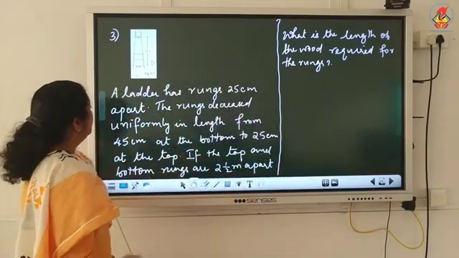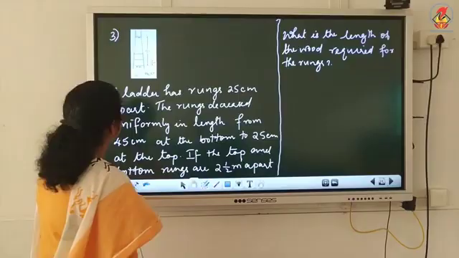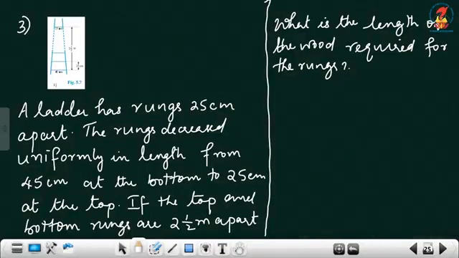Third question from the same exercise. The question is this: a figure is given. A ladder has rungs 25 centimeter apart. The rungs decrease uniformly in length from 45 centimeter to 25 centimeter. If the top and bottom rungs are 2.5 meter apart, what is the length of the wood required for the rungs? We need to find the total length of the wood required to make the rungs.